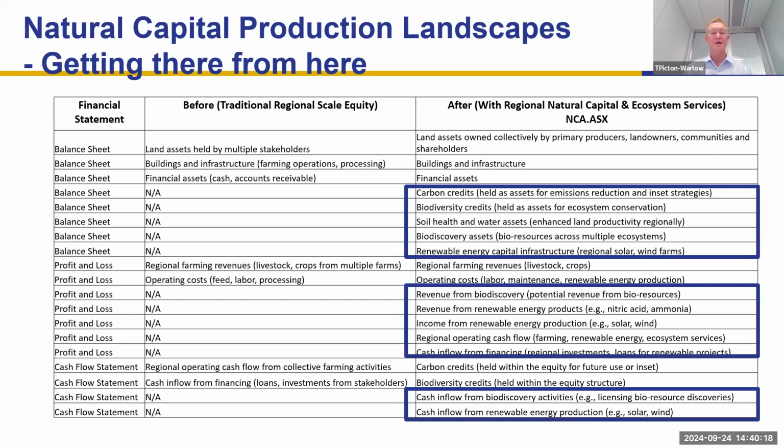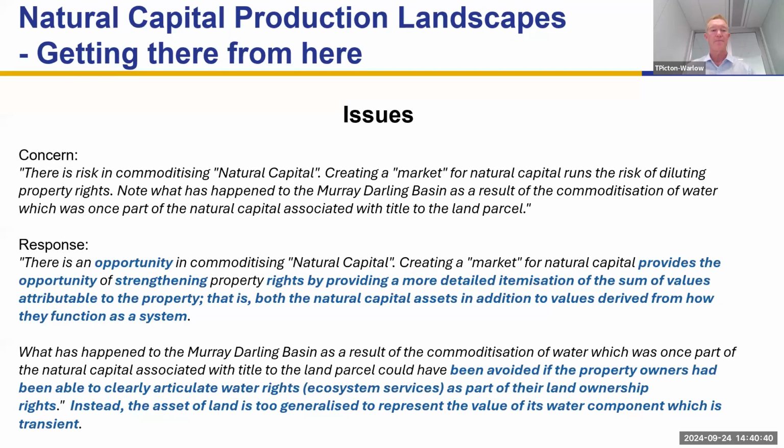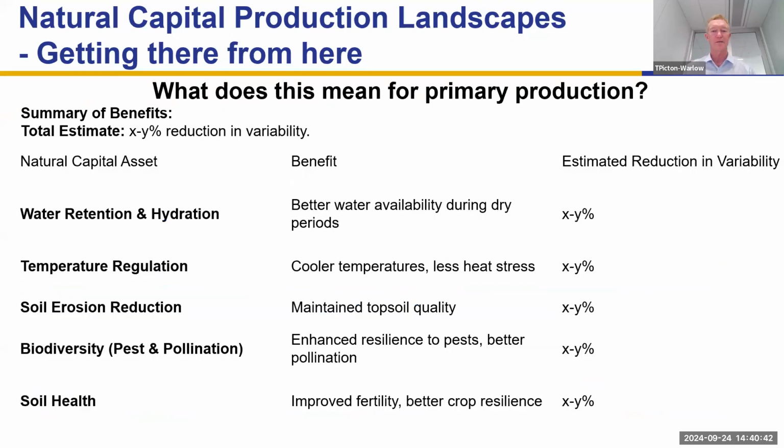You can see that when you have a traditional company set of accounts, balance sheet, profit and loss and cash flow, with a new after regional natural capital and ecosystem services have been added, you can see that there's a whole lot more assets that are appearing and cash flow that is appearing as well. So that's a very important concept as well. The issues, I won't go into that.